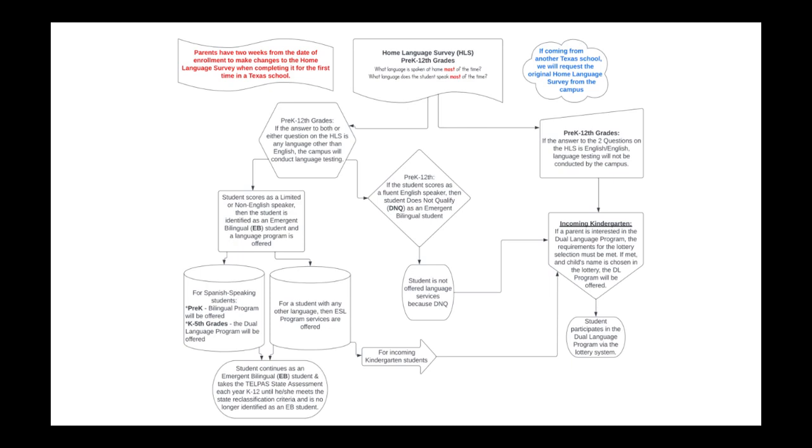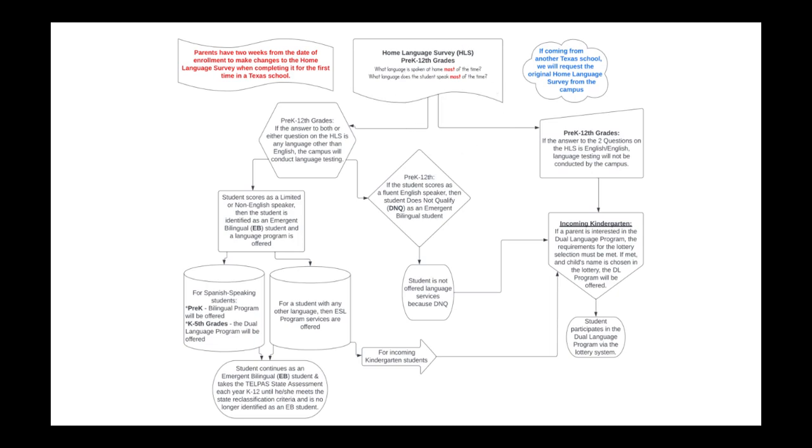A parent is able to make corrections to the home language survey within the initial 2 weeks of enrollment for the first time completing the home language survey when entering a Texas school. Changes to the home language survey cannot be made after the first 2 weeks of initial enrollment in a Texas school. Completing the home language survey during enrollment is the same process for pre-kindergarten through 12th grade students who are enrolling. The home language survey will ask 2 questions.